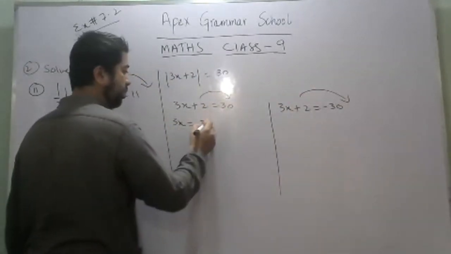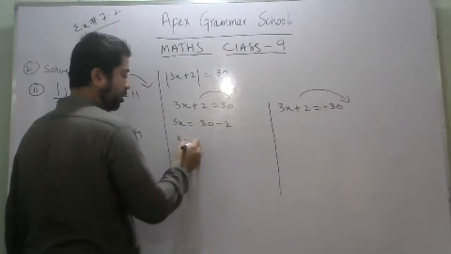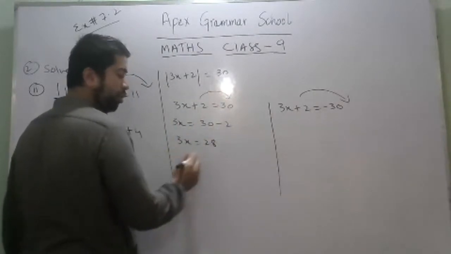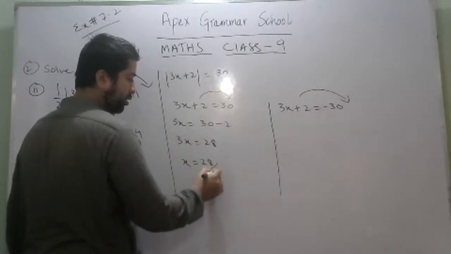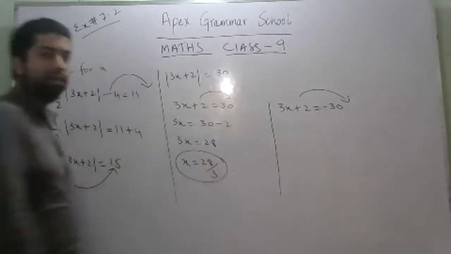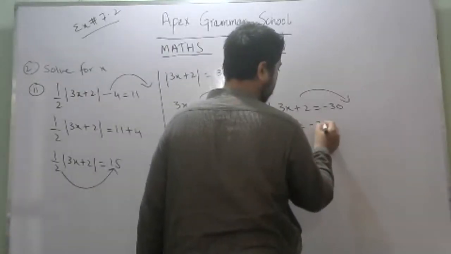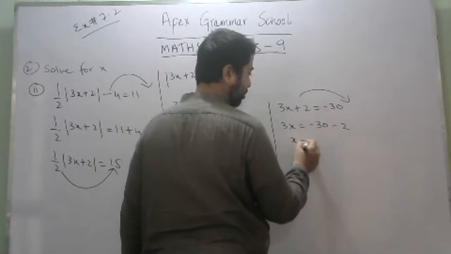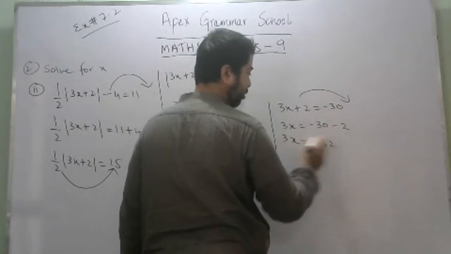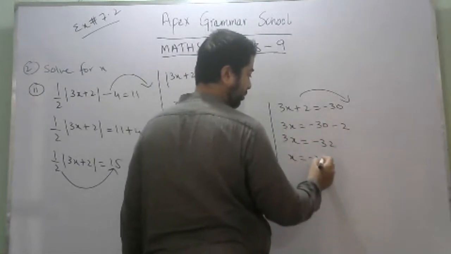x is equal to 30 minus 2, that is 28. 3 is going to divide there. The first value of x is this. And the second value is minus 30 minus 2, that is minus 32, divided by 3.